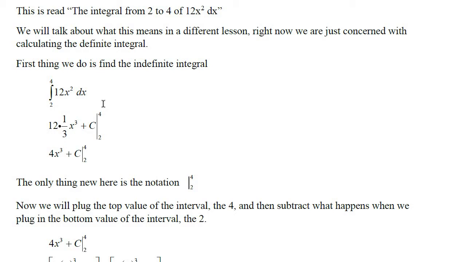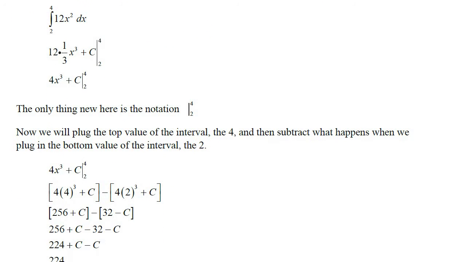So the only thing new here between what we have done so far and our indefinite integral, or antiderivative, has been this notation where we're keeping track of those endpoints. Now we're going to plug those endpoints into that antiderivative. First we plug in the top value, 4, for x. So I get 4 times 4 to the 3rd power plus my constant, minus 4 times 2 cubed plus my constant. So we plug in the top number and then subtract off what happens when I plug in my bottom number.